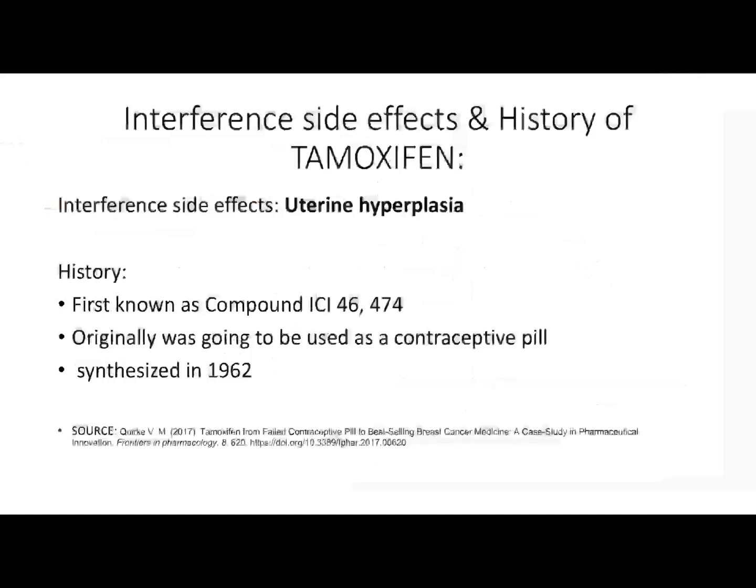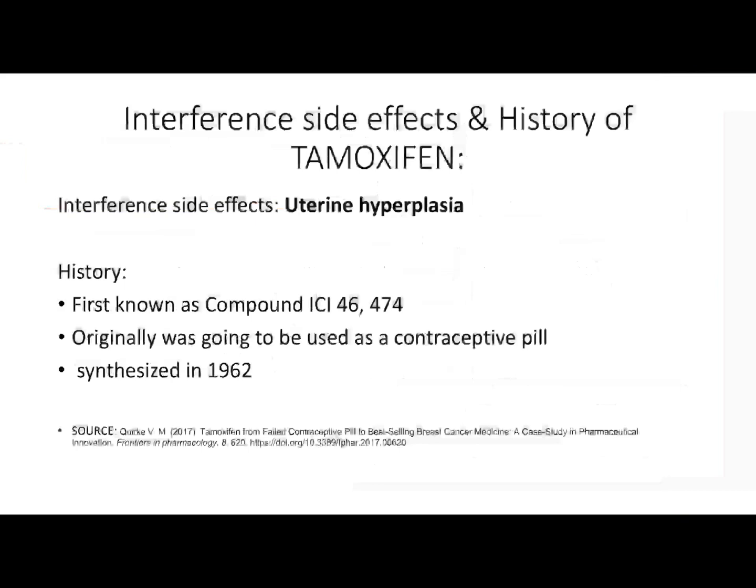So the interference and side effects and the overall history of tamoxifen is that although tamoxifen can induce apoptosis in breast cancer cells via the upregulation of pro-apoptotic factors, it can also promote uterine hyperplasia in some women. So therefore, tamoxifen is a multifunctional drug, but it could have different effects on cells based on the utilization of effective concentrations or the availability of specific cofactors.